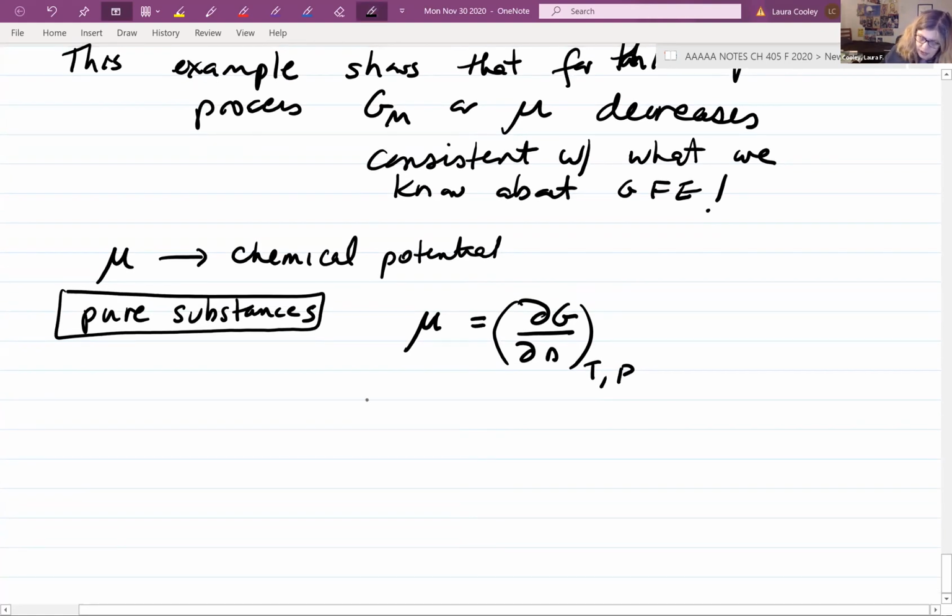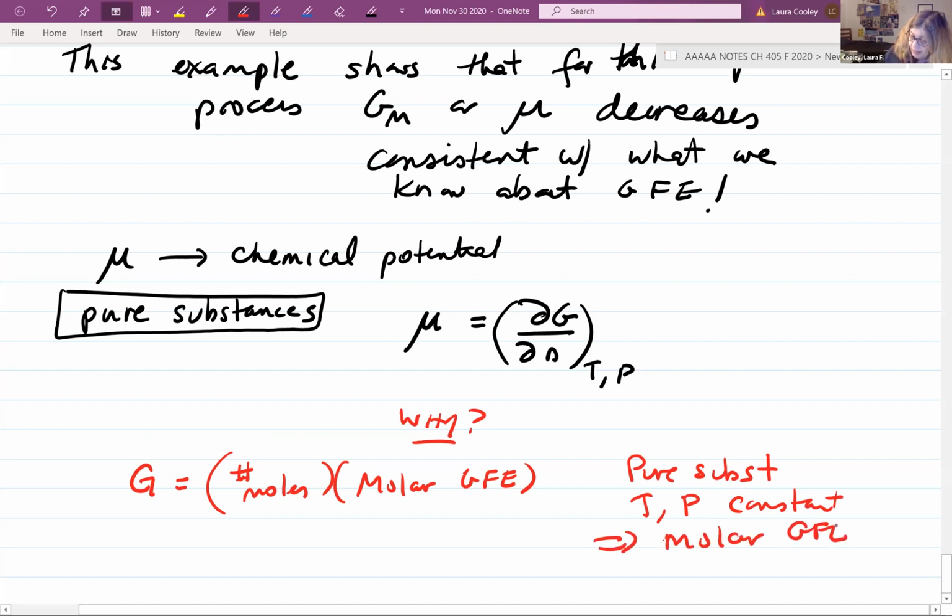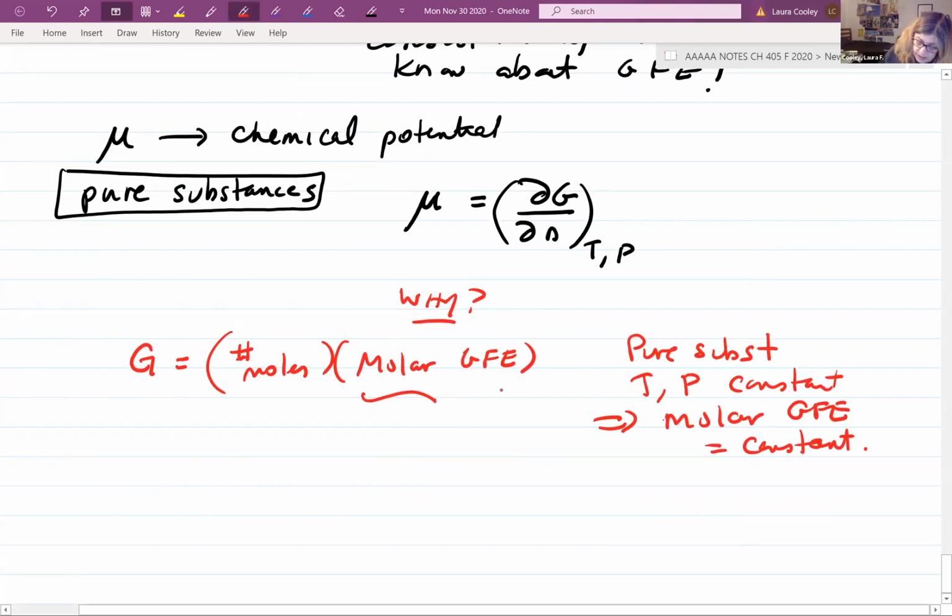So let me explain how this works. Why does this work? Okay. So the Gibbs free energy is the number of moles times the molar Gibbs free energy. That's pretty simple, it's just what a molar means. But if we have a pure substance and pressure and temperature are constant, that means that the molar Gibbs free energy is constant. There's no reason why it should change. It's a constant. So this is a constant.